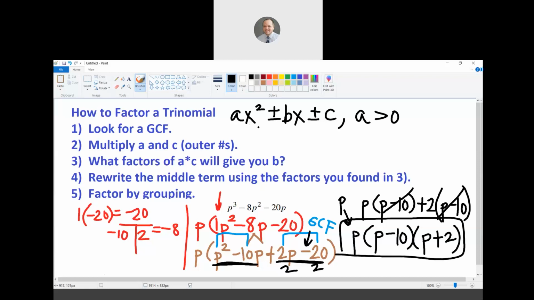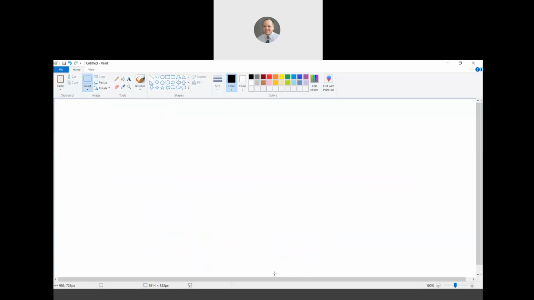All right, let's look at another trinomial. And give me 1 second to find one. Okay, here's our next trinomial. Uh-oh, wait a minute. Sorry. Just having a little trouble copying and pasting. Okay, here we go. Sorry for the delay.